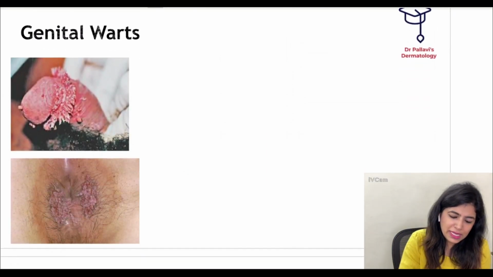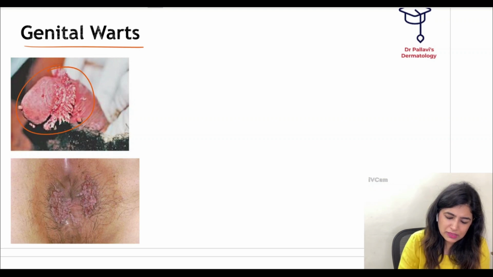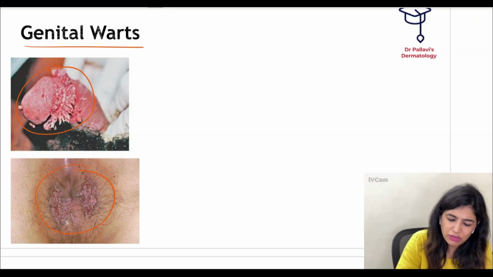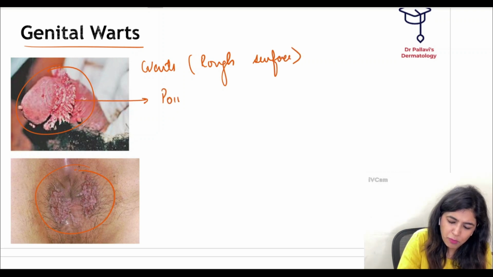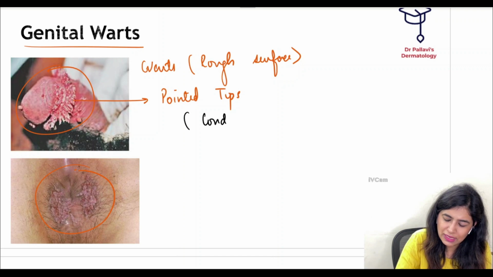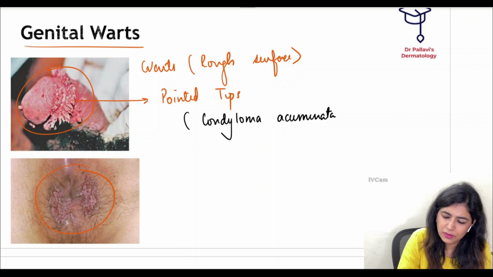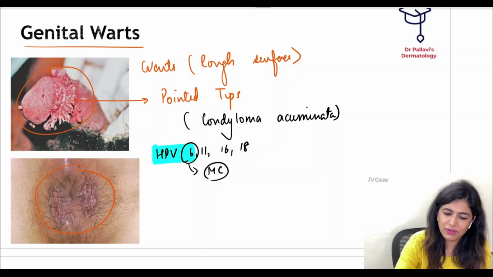These are all the images that they ask you here, either of the penis or of the perianal area. Everywhere, just look for these warts which have a rough surface. And if you notice on these warts, they also have a pointed tip, and it is the presence of this pointed tip which gives it another name, that is condyloma acuminata. Caused by HPV 6, 11, 16, 18. Most common is HPV 6. So most common cause is HPV 6.